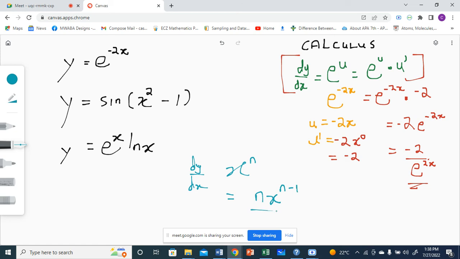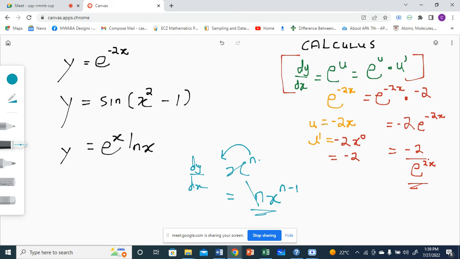Meaning this exponent, which is n, you multiply by the coefficient of x. In this case, the coefficient is 1. The coefficient is just a number before the variable. The variable is just these letters, x, y. So you multiply the exponent with the coefficient, and then you subtract 1 from the exponent.